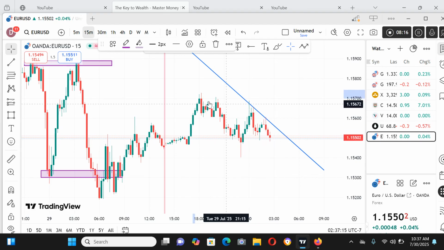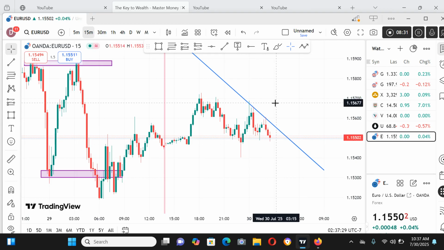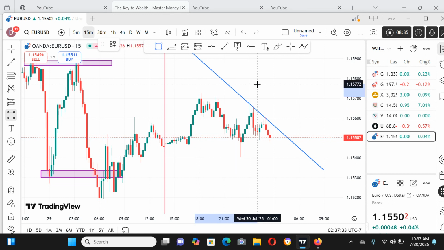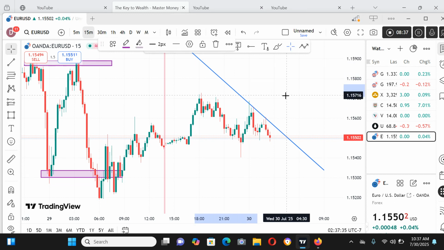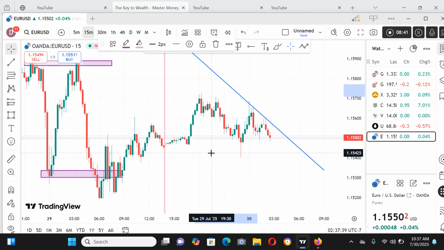So your entry point will be here because this is the aggressive. And you are going to target here. You wait here, you enter here and target here. So this is how I trade. It's as simple as that. Aggressive move, correctional move, and continuation move. Aggressive, correctional, then continuation, you target here.